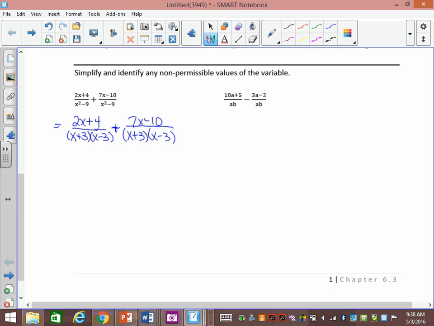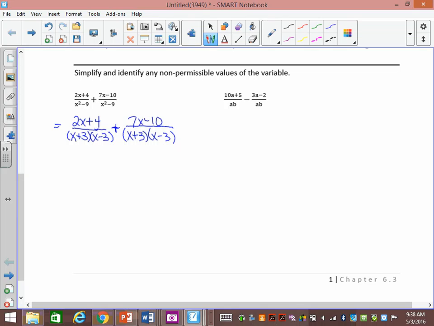Do not take that 2 out on the top, okay? Don't do that. If you take the 2 out, when we go to put these back together, you're going to have to put the 2 back in so I can collect like terms. You're going to do extra work for nothing, okay? So we only factor out the GCF from the denominators.